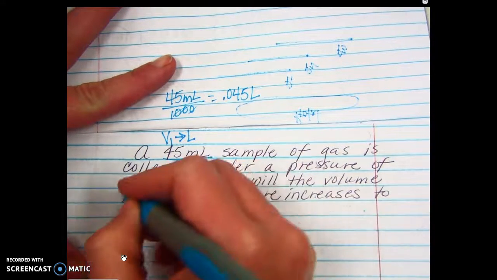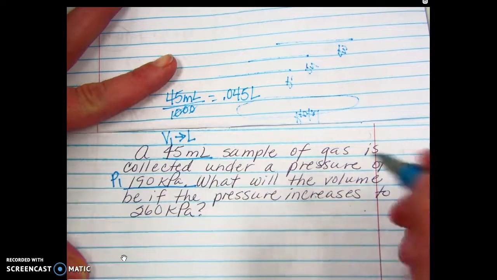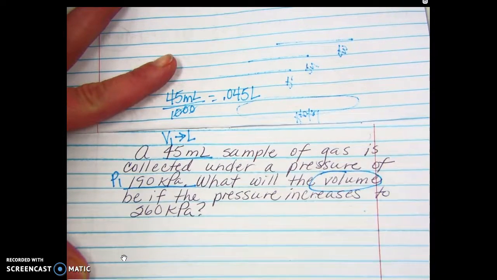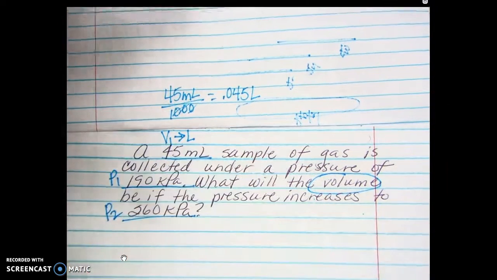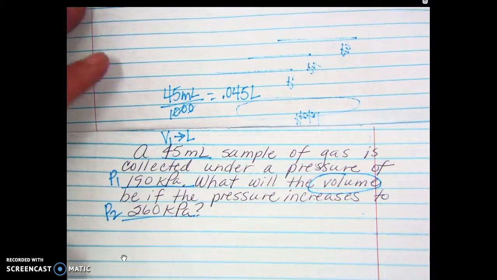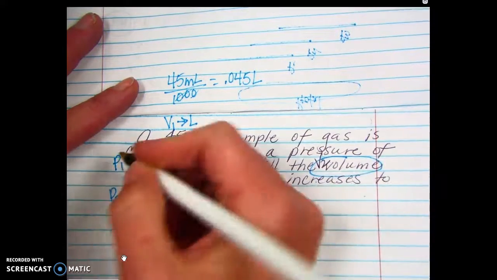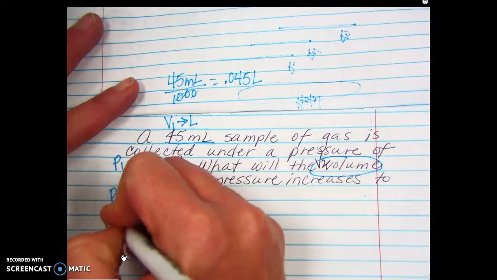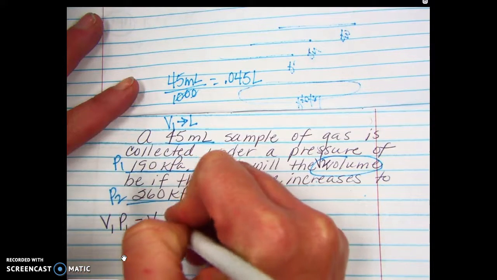Collected under a pressure of 190 kilopascals. That's my pressure 1. What will the volume be if the pressure increases to 260 kilopascals? That's my P2. Oh, I'm sorry, and this is my V2. So let's go ahead and write our formula. V1 P1 equals V2 P2.